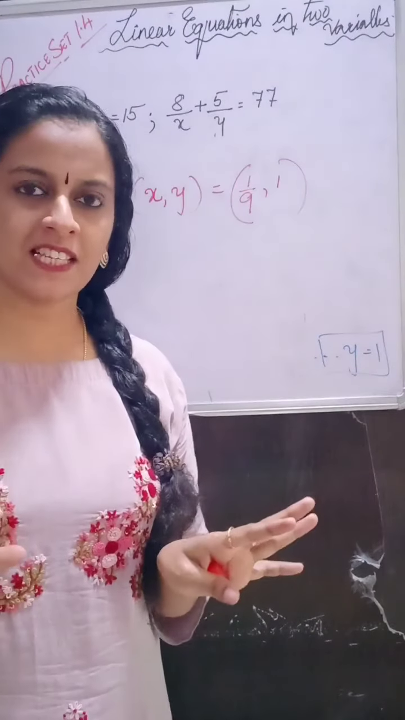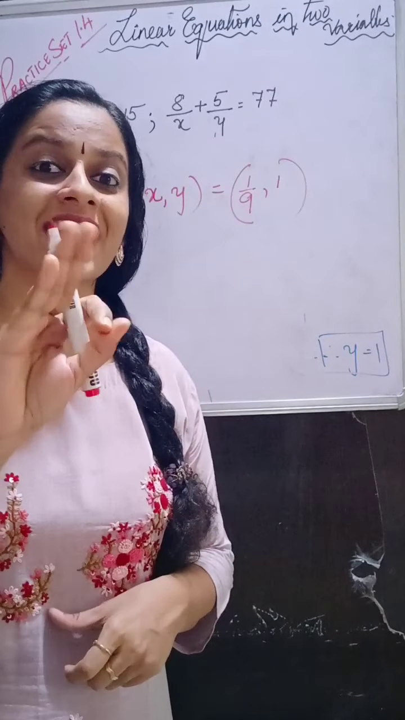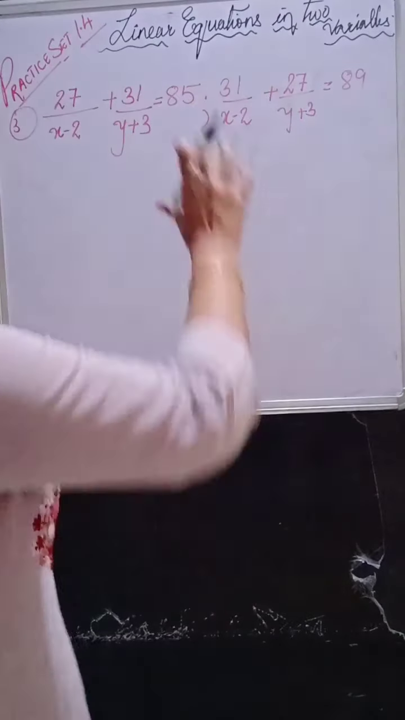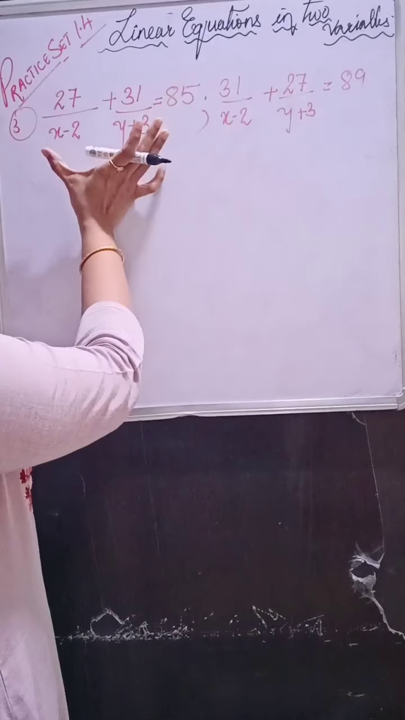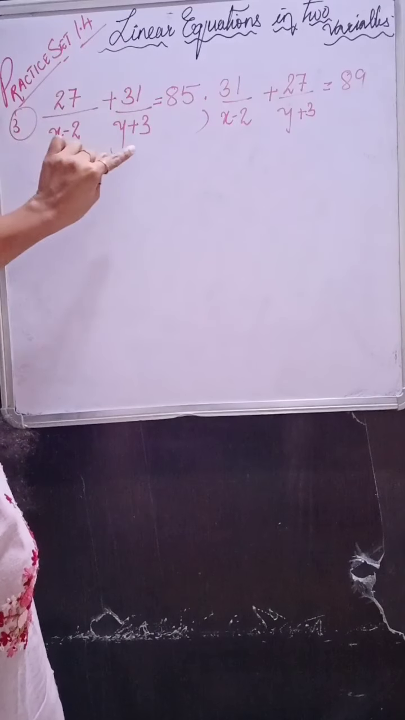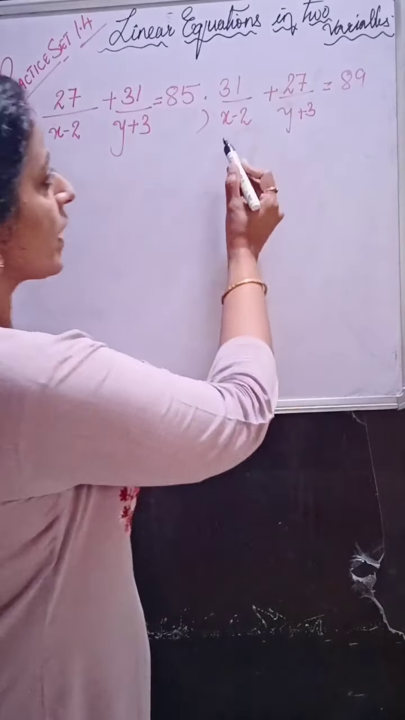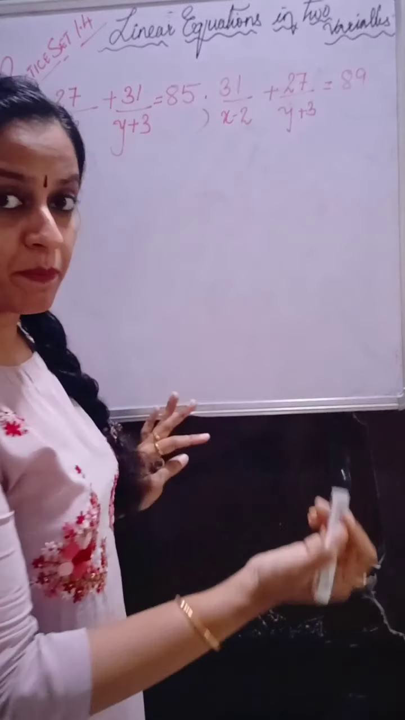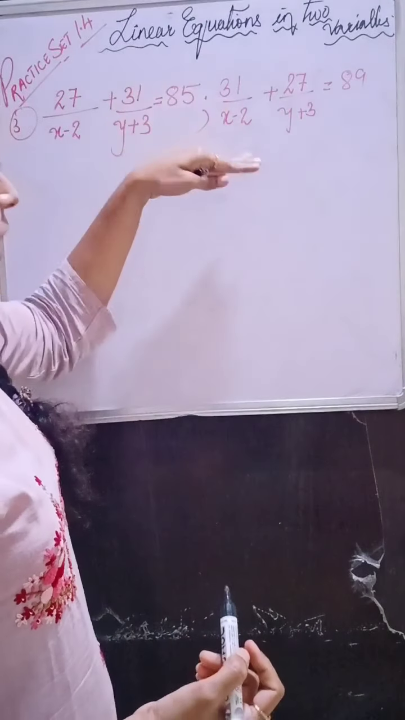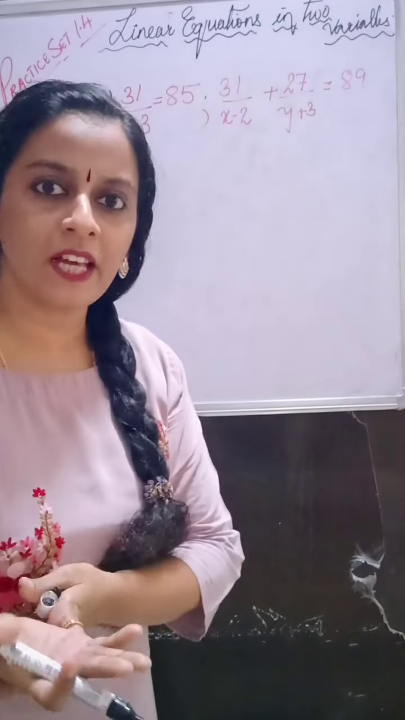So, easy method. Now we will start with sum number 3. I have copied question number 3. Again, first equation: 27 upon x minus 2 plus 31 upon y plus 3 is equal to 85. 31 upon x minus 2 plus 27 upon y plus 3 is equal to 89. In the denominator you have x minus 2 and y plus 3. We have to replace it.